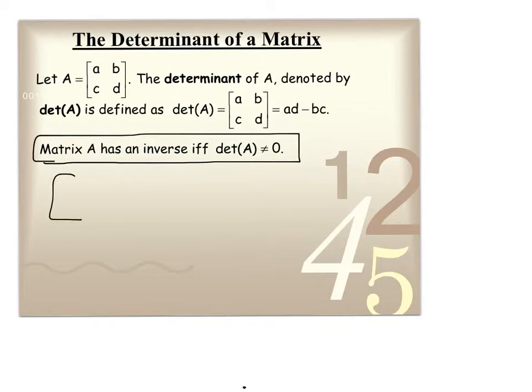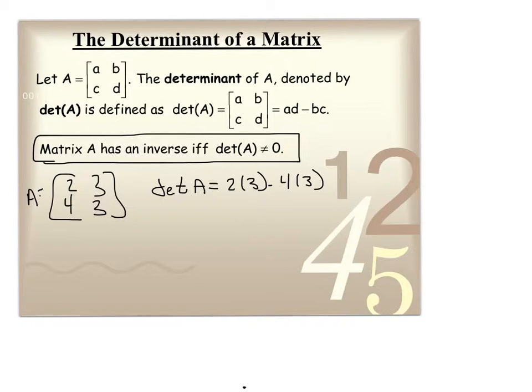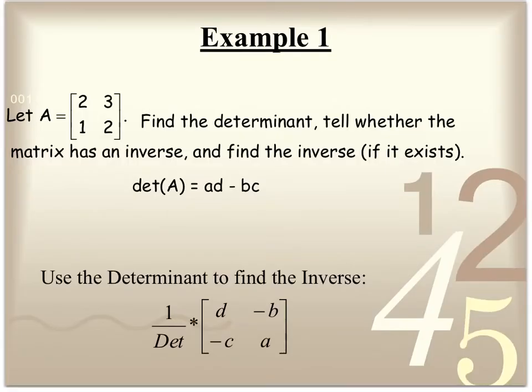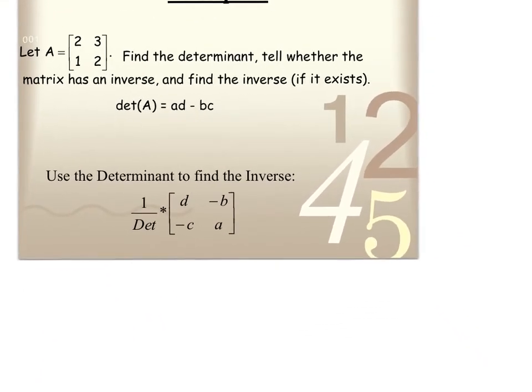So I'm going to create just some fake numbers here. A is equal to this, so the determinant of matrix A is equal to 2 times 3 minus 4 times 3. So that means 6 minus 12. So the determinant of matrix A is equal to negative 6. It's as simple as that. And that's how we find the determinant. Okay? So next, you'll see down here how we can use the determinant to find an inverse.